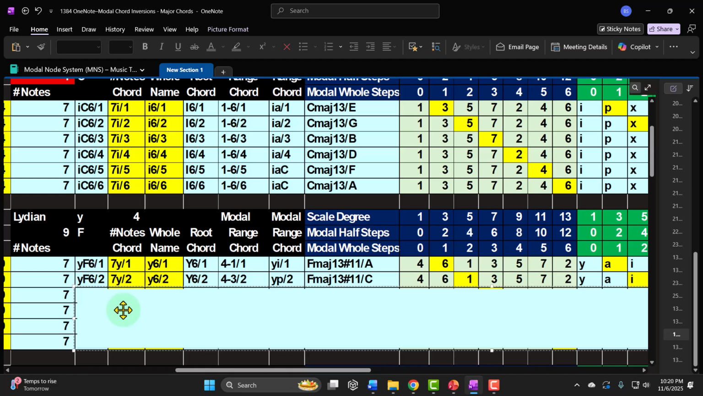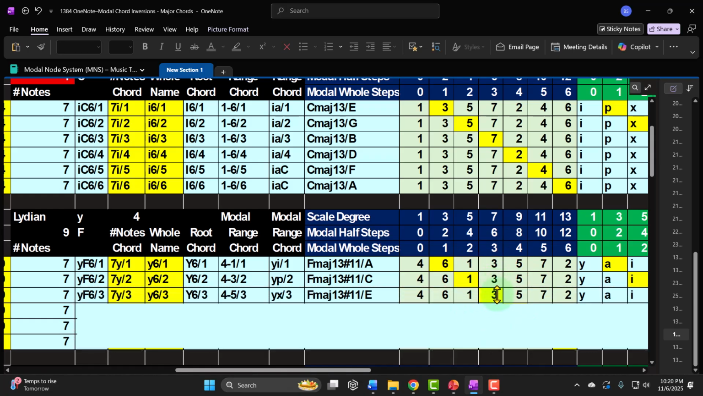7Y/2 or a Y6/2, meaning it's a 7-note built off of the Lydian node, second inversion, meaning you go 2 modal whole steps up from the root, which would get you to modal point 1, or the Ionian mode. That's the lowest note point of inversion. Or Lydian 6 modal whole step, second inversion, once again going 2 notes up and making the inversion.